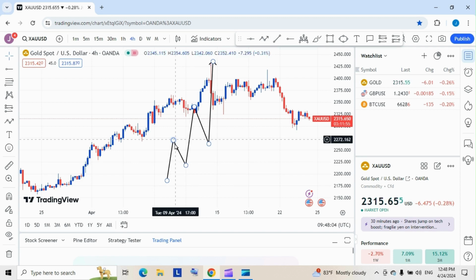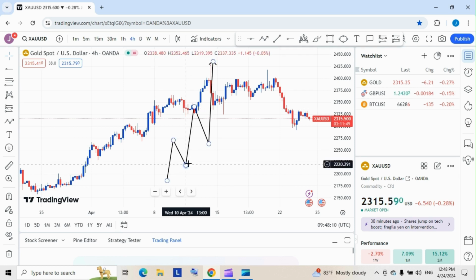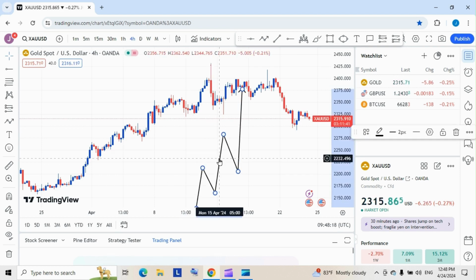So these are our higher highs, and this is our higher low. This low is higher than this low. So when you see a structure like this, you basically know we are in an uptrend. In an uptrend, you might want to ask this question: how do you know when we have a reversal?